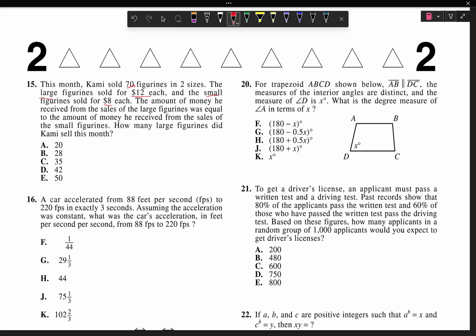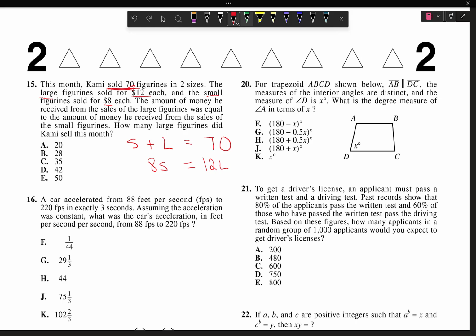So this is a classic system of equations problem. Let's use S and L as our two variables to represent small and large. So small plus large figurines has to equal 70, since he sold a total of 70 figurines. We also know that each small figurine was $8, so 8 times S, and each large figurine was sold for $12, 12 times L. They tell us in this problem that these two amounts are equal. So we need to solve this system of equations.